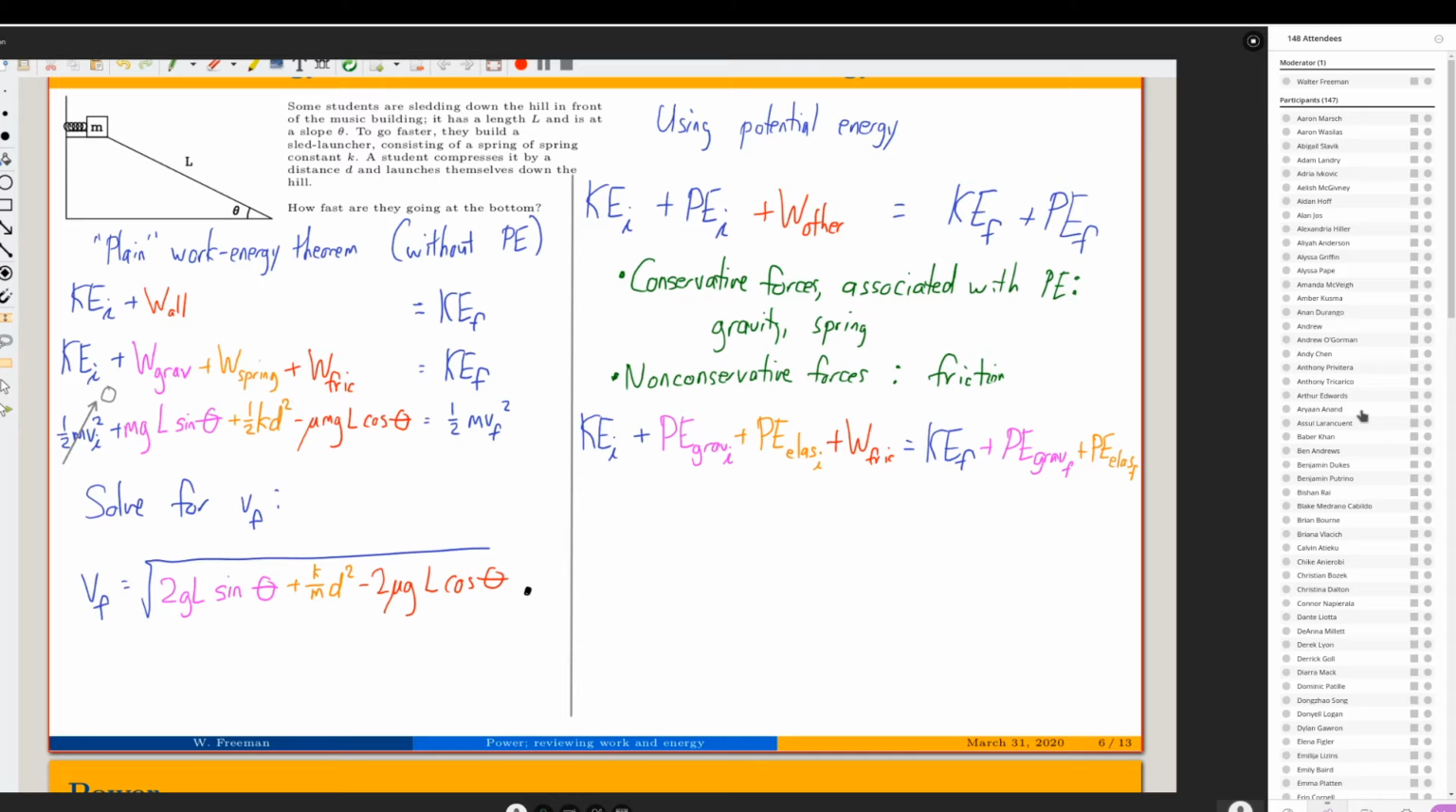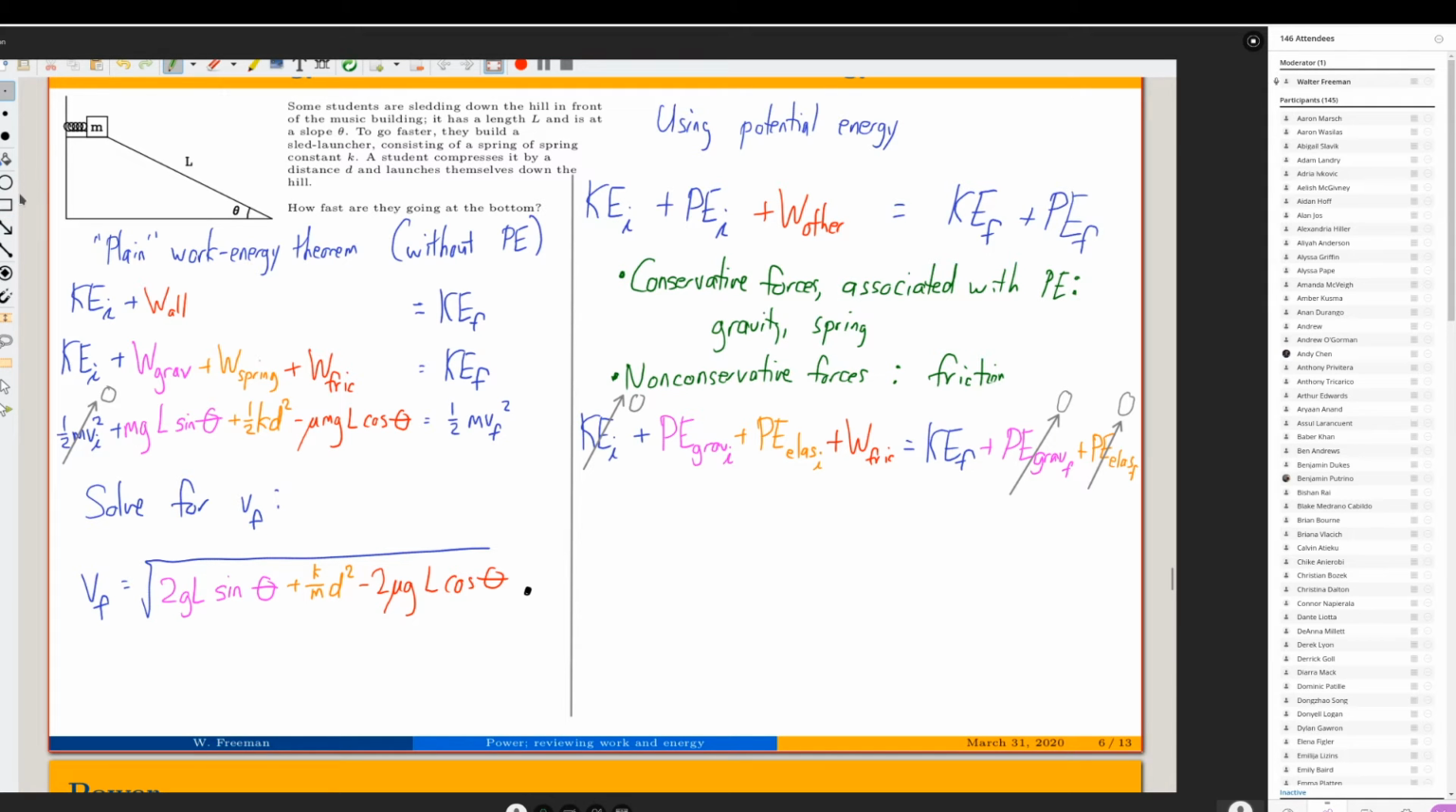So now all I have to do is put in what these terms are. So in the end, I am at the ground. So the final gravitational potential energy is 0. Also, the final elastic potential energy is 0 because the spring has been released. Likewise, the initial kinetic energy is 0 because we're starting from rest.